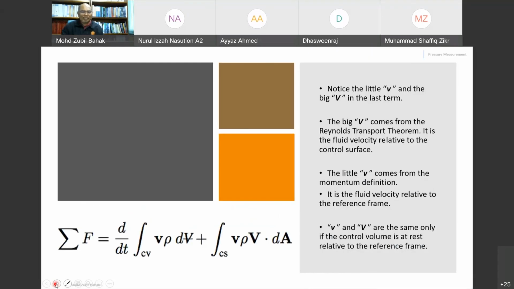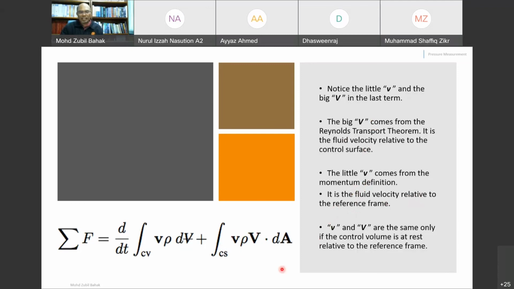So we have this equation. The final equation for momentum is: summation of force is equal to d over dt of the integration over the control volume of v rho d volume, plus the control surface integral of v rho V dot dA. Notice the little v and the big V in the last term. What is the difference? The big V comes from the Reynolds transport equation, the original equation, while the small v comes from the momentum definition. It is the fluid velocity relative to the reference frame, the velocity at that particular control surface.